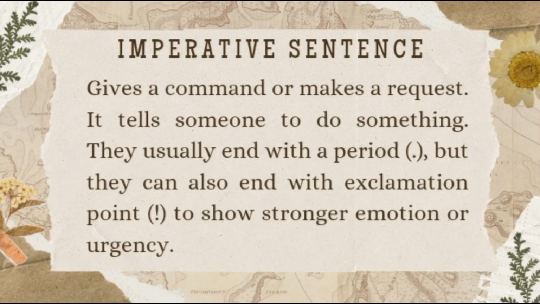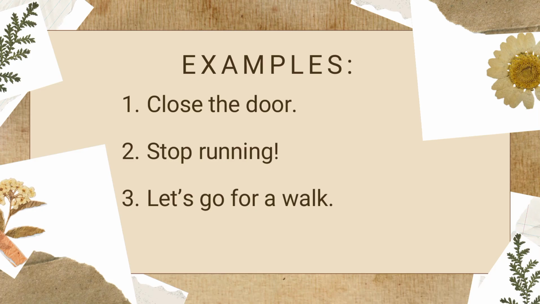Let's come now to the third type of sentence according to use, which is the imperative sentence. An imperative sentence gives a command or makes a request. It tells someone to do something. They usually end with a period, but they can also end with an exclamation point to show stronger emotion or urgency. Basically, an imperative sentence gives a command or request, and ends with a period or sometimes an exclamation point if expressing strong emotion or urgency.